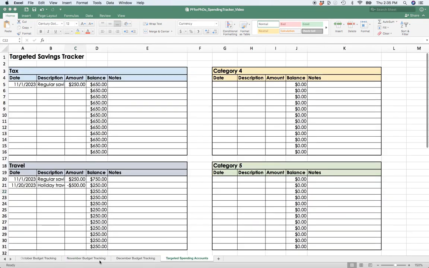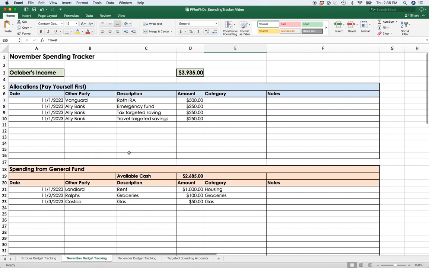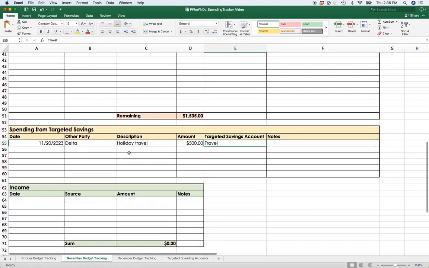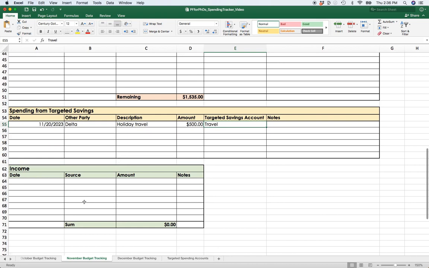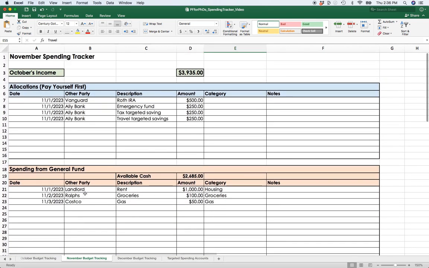So going back to our November tracker, we would just continue to fill this out as the month progresses with all the spending that you do from your general account, all the spending that you do from targeted savings, and of course also keeping track of your income as well that will go towards funding your December budget. So you can see it's a pretty simple tracker, but it incorporates these, what I think are really, really important budgeting principles.